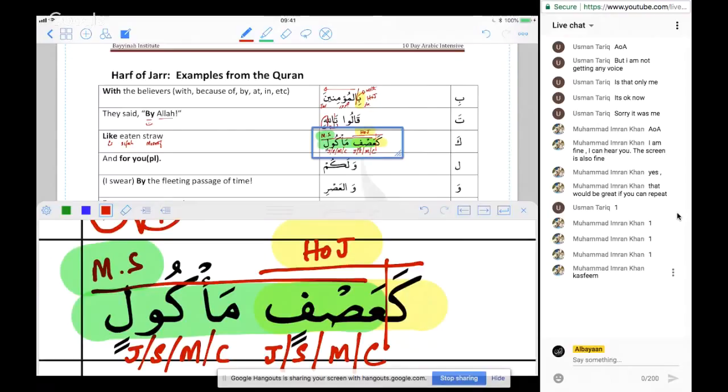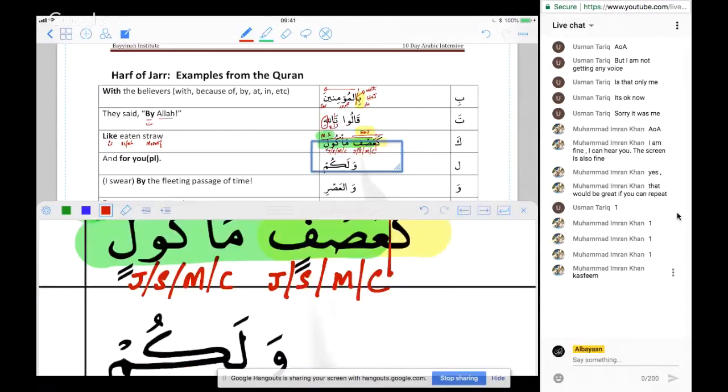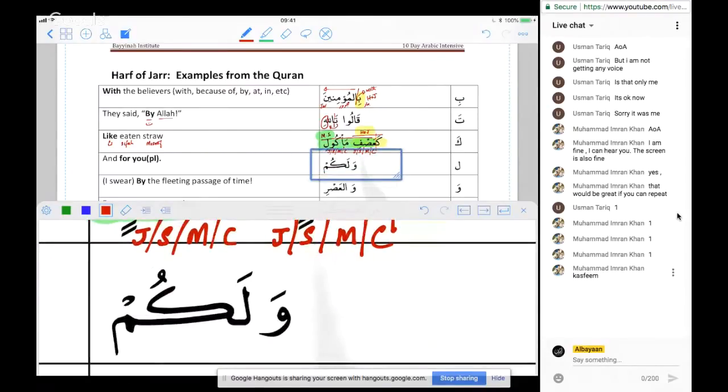Good. Let's look at this one. Walakum. Now, how many words do you think operate here in walakum? I just want to make sure that you see what I see here. How many words in walakum?